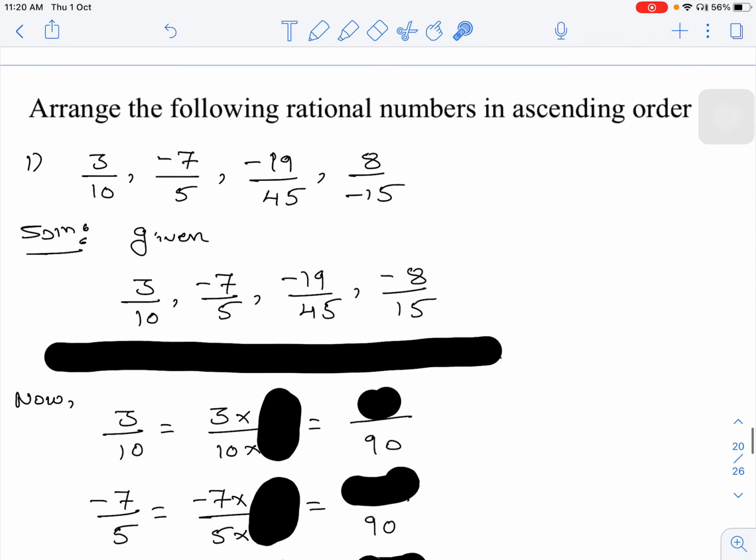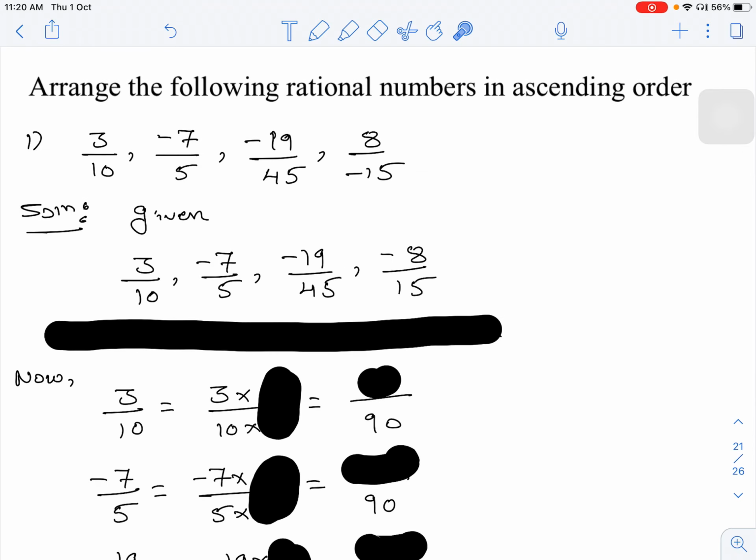Now suppose here we have a question: arrange the following rational numbers in ascending order. Ascending means from smaller to greater. Okay. So now what we will do? Now here we have one question, 3 upon 10, minus 7 upon 5, minus 19 upon 45 and 8 upon minus 15. So the very first work which we have to do is to check whether all the numbers are in standard form or not.